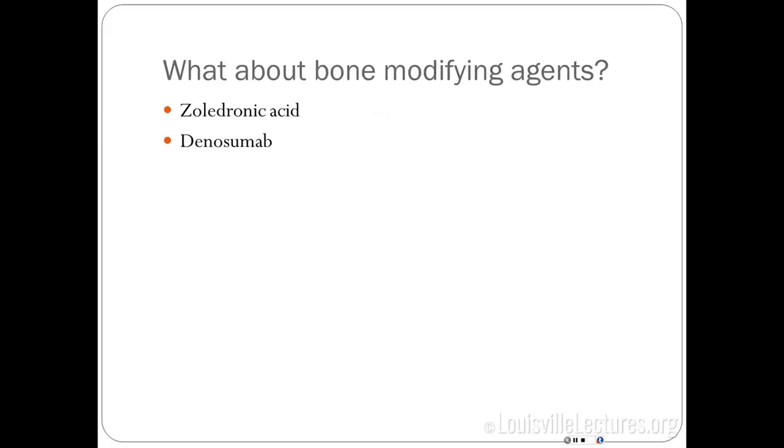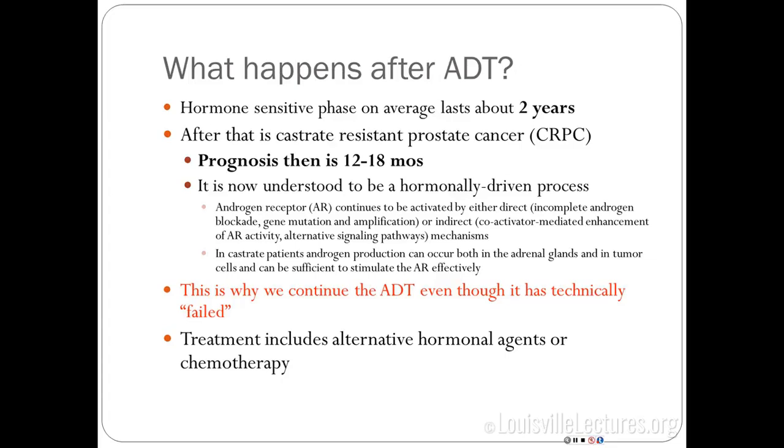So, briefly about bone-modifying agents, zoledronic acid and denosumab. If you're using it in the hormone-sensitive phase, meaning if you're treating metastatic prostate cancer with an LHRH agonist, you actually don't need to put them, if they have bony metastases, on any of these bone-modifying agents, unless they have osteopenia. If they don't have osteopenia, then the bone-modifying treatment is the LHRH agonist. Okay, so you don't need to do it in this setting.